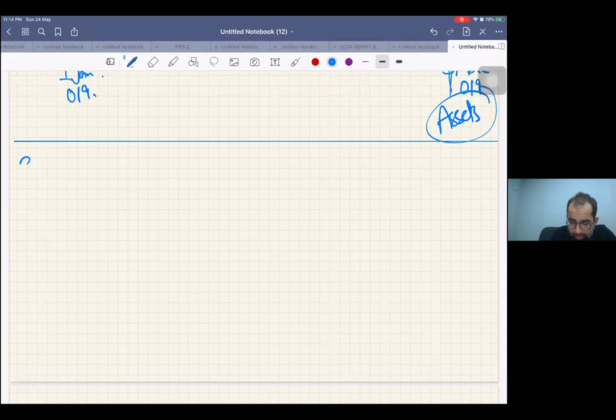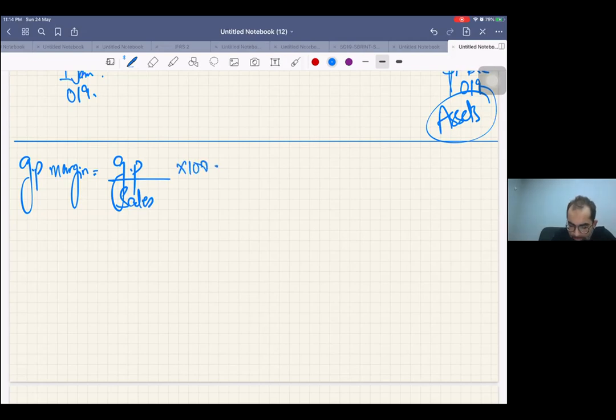Now, the second profitability ratio is GP margin. That is gross profit upon sales times 100. And there is one more margin, which is called operating profit margin.